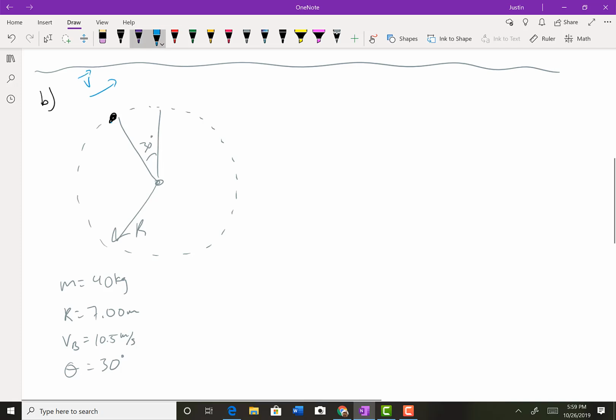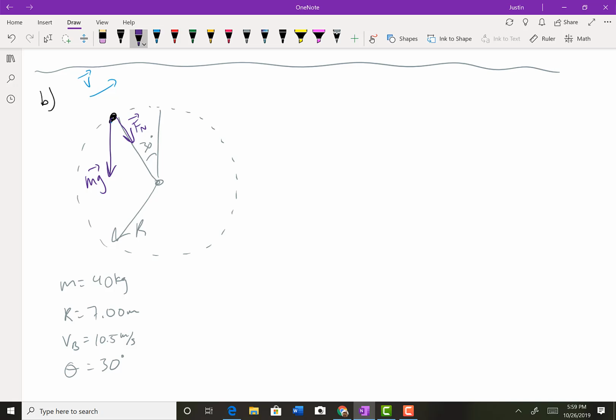All right, I'm going to draw a free body diagram. Once again, there's going to be weight, pointing downward, mg. That's the same as last time. And then there's also going to be the normal force. Let's draw that maybe something like this. So there's going to be a normal force pointing that way.